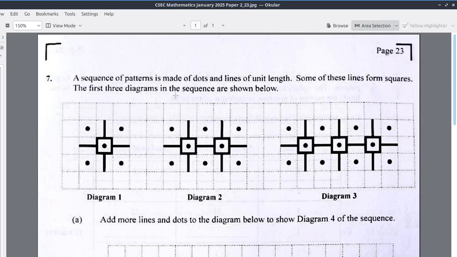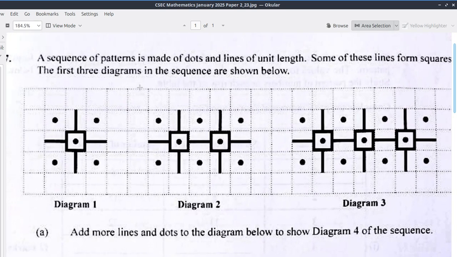Here we're at question 7 of the January 2025 CSEC mathematics paper. It says a sequence of patterns is made of dots and lines of unit length. Some of these lines form squares, but you can see it here, right? The first 3 diagrams in the sequence are shown below: diagram 1, 2, and 3.